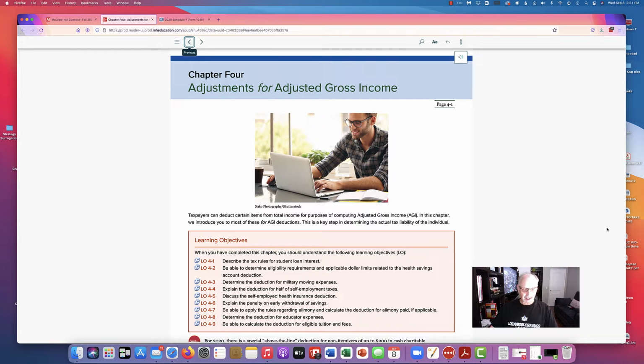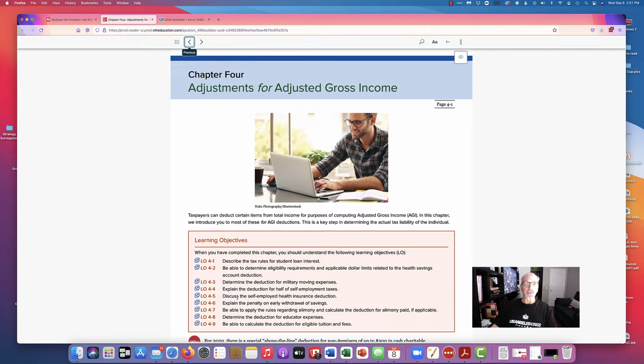Hi. Okay, in chapter 3, we calculated gross income. In chapter 4, we're going to address certain what are called above the line adjustments, which bring us to AGI, the adjusted gross income. And AGI leads us right into calculating our taxable income and tax due.